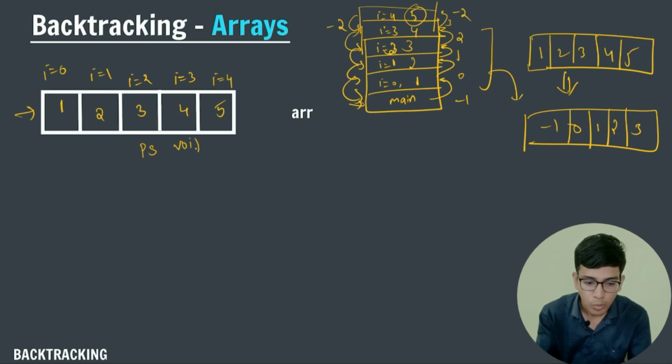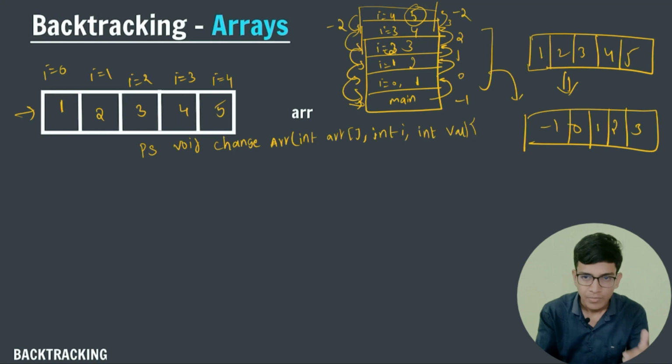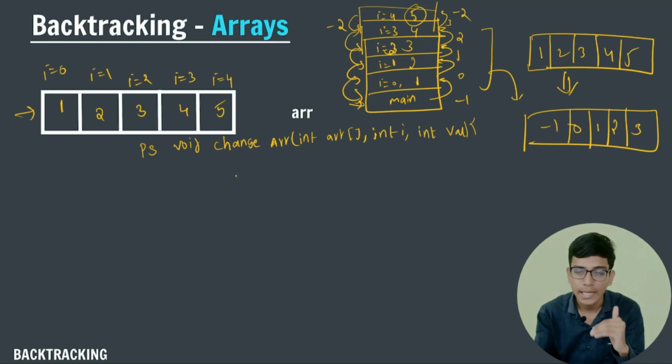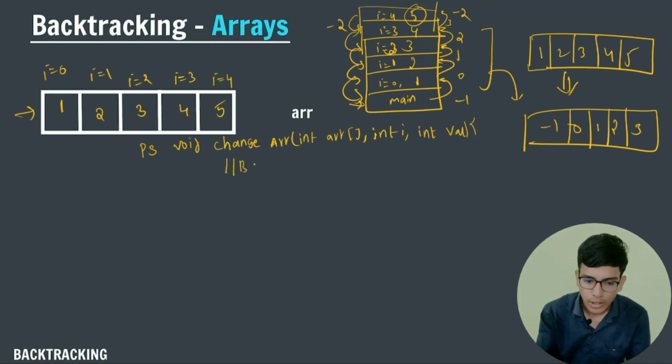So public static void type function, because I'm not going to return anything. After that, let me write the function name, that is changeArray. In this I'm passing int arr array, after it index int i, after it int value, which is how much I'm going to reduce in my array. So what is my base case?